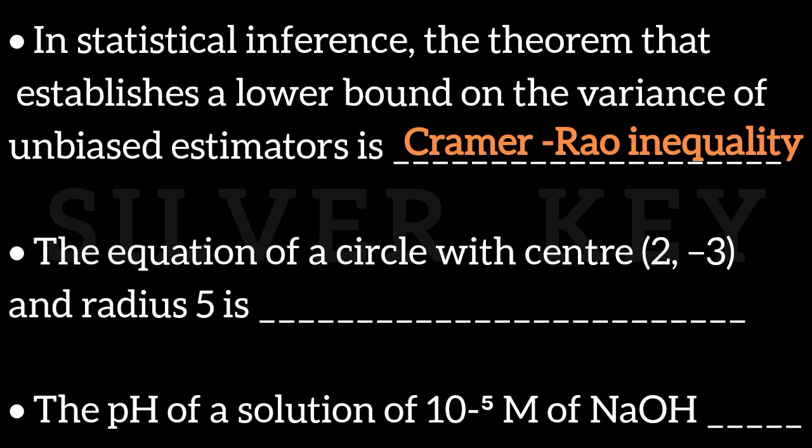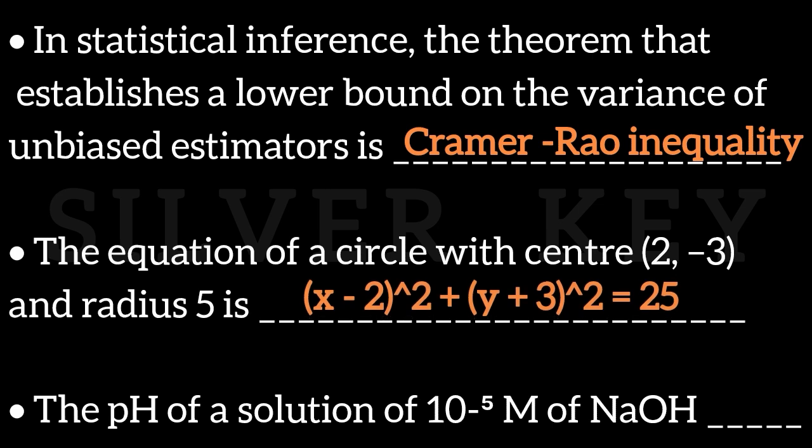The equation of a circle with center (2, -3) and radius 5 is (x - 2)^2 + (y + 3)^2 = 25. The pH of a solution of 10^-5 molarity of sodium hydroxide is 9.0.